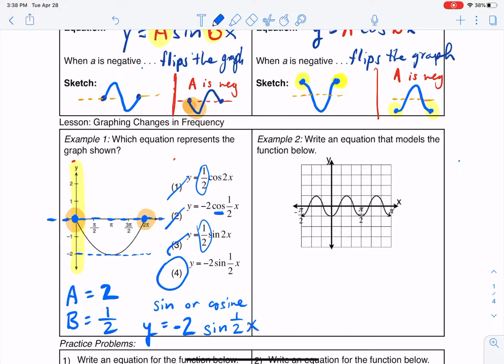Okay, for example 2, we're asked to write an equation that models the function below. All right, so first thing, I'm just going to write down for myself, to write that equation, I need to know what the amplitude is. I need to know what the frequency is. And then I need to decide, is this sine or cosine? I'll put a question next to that. All right, first thing I'm going to do is I'm going to sketch the midline.